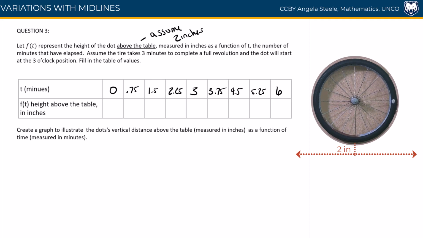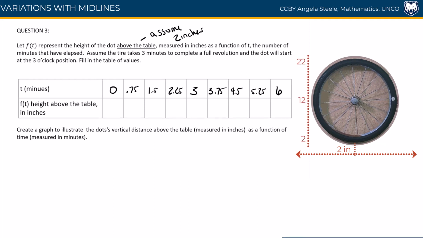All right, and then now we are going to take a look at the height above the table. Okay, so for the height above the table at the 0 or the initial starting point, we are going to be 2 inches above that ruler or that horizontal line, and we are going to be 10 inches for the radius. So 2 plus 10 gives us 12 as our starting vertical distance above the table.